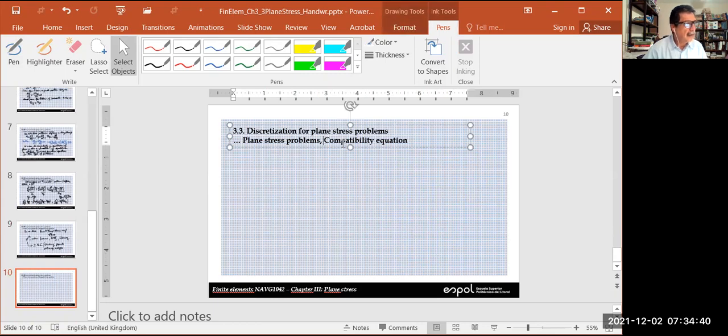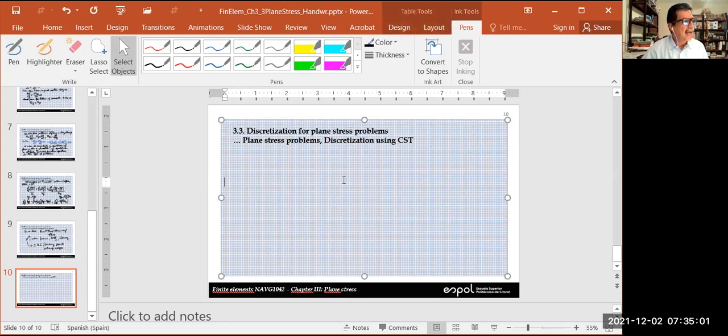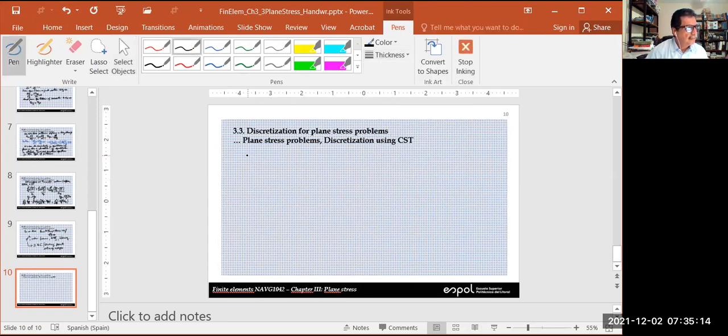Okay, now let's stay. So we're going to use discretization using what we call CST. I'm going to explain that in a minute, but this term means constant strain triangle, which is the simplest case. Okay, so let's do it. We are trying to find approximations to a 2D problem.